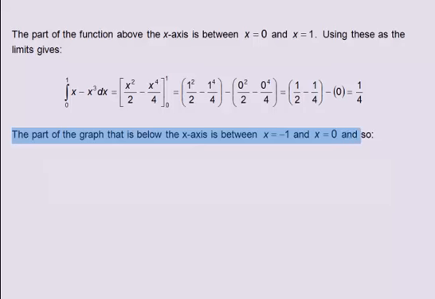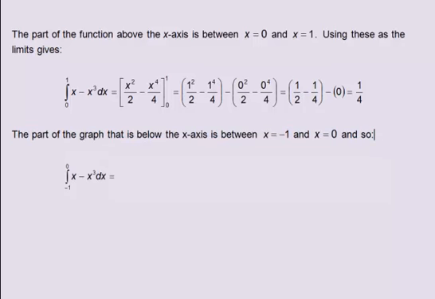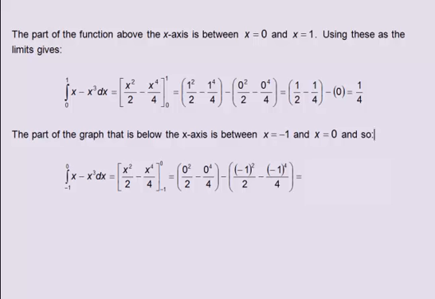The part of the graph that is below the x-axis is between x equals minus 1 and x equals 0, and so the integral between minus 1 and 0 of x minus x cubed dx equals x squared over 2 minus x to the 4 over 4 evaluated between minus 1 and 0, which equals 0 squared over 2 minus 0 to the 4 over 4 from the top limit x equals 0, minus minus 1 squared over 2 minus minus 1 to the 4 over 4 from the bottom limit x equals minus 1. This equals 0 minus 1/2 minus 1/4, which equals minus 1/4.